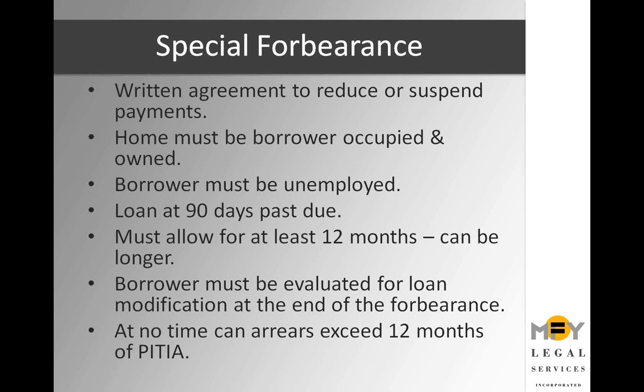So, for example, a sample of a plan could be that the borrower will pay, let's say, 3/4 of their payment for 12 months. So after 12 months, they've paid 9 months. So they're an additional 3 months past due in addition to the 3 months they were past due at the beginning of the forbearance. So that would be allowable because the arrears never exceed 12 months. What you can't do is say, you know, the borrower is unemployed, so let's not pay at all for 12 months. There has to be enough coming in so that arrears never exceed 12 months.